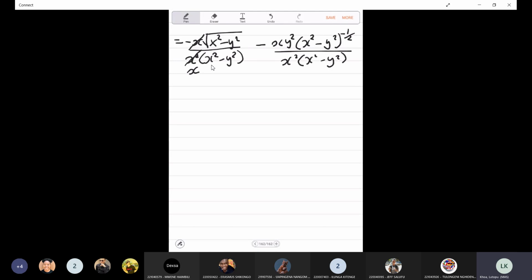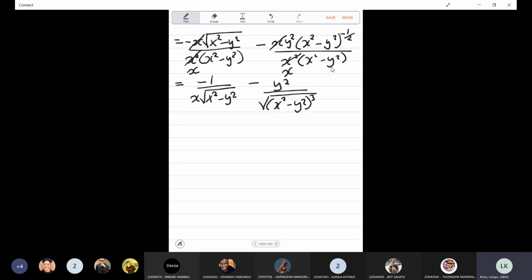Okay, so this x will cancel with one of those, and then here this one will cancel with that, and then we're left with square root of x in the denominator. So this first fraction is minus 1 over x square root of x squared minus y squared. And then same thing here, x there, and 1x will be left. And over here in the denominator, what we have left is now the square root of x squared minus y squared to the power of 3.